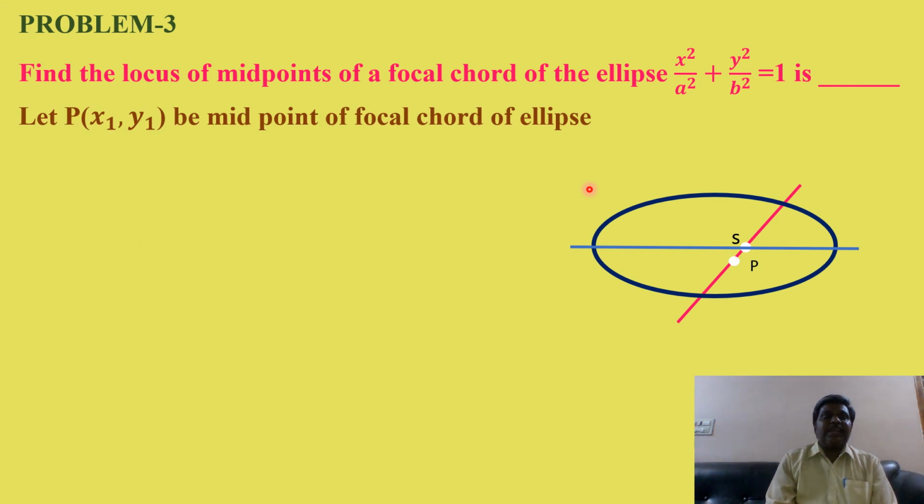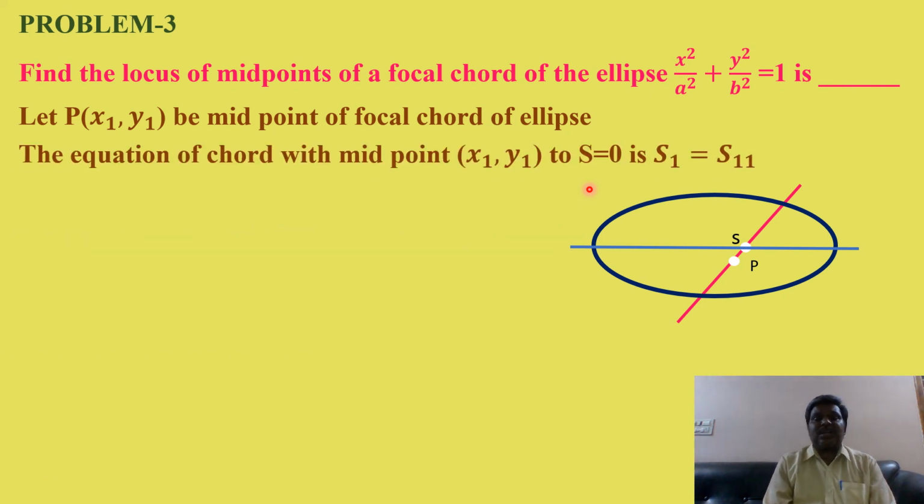Let P(x1, y1) be the midpoint of some focal chord of the given ellipse x square by a square plus y square by b square is equal to 1. Can you write the equation of its chord or not? You can easily write its equation by the theorem S1 is equal to S11. So the equation of the chord with midpoint (x1, y1) to this ellipse is S1 equals S11. That is, x x1 by a square plus y y1 by b square minus 1 is equal to x1 square by a square plus y1 square by b square minus 1. This is the chord with midpoint (x1, y1).